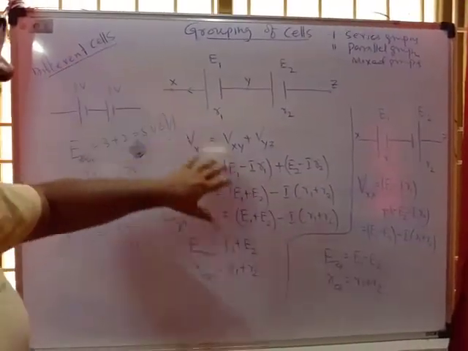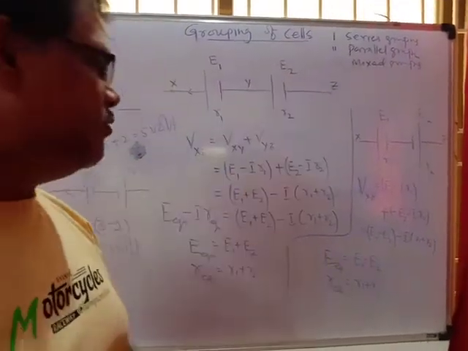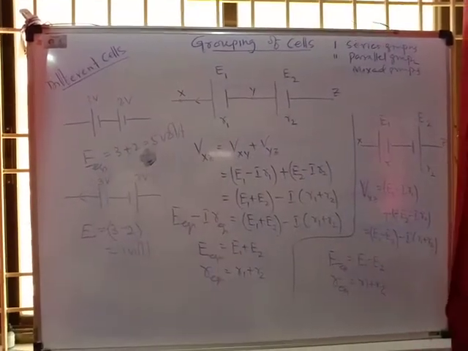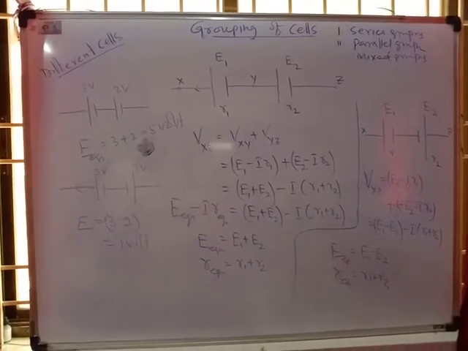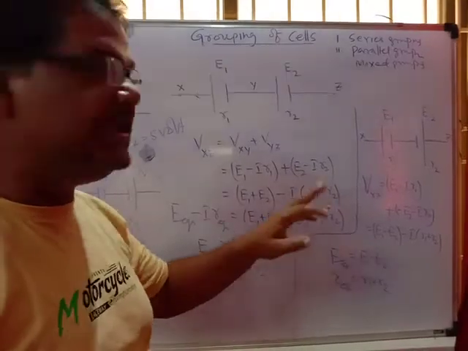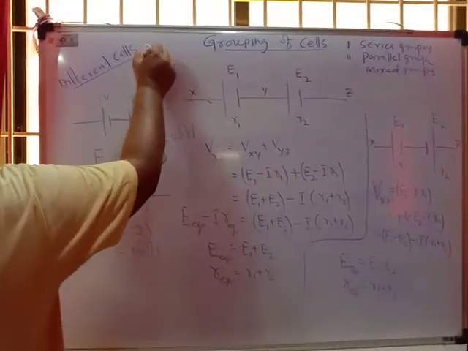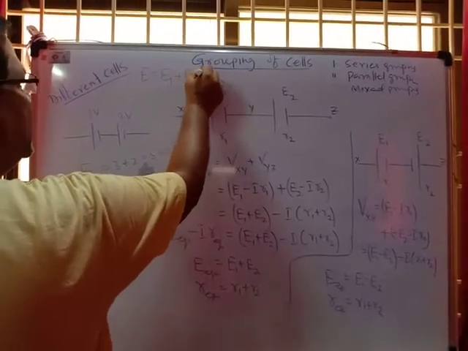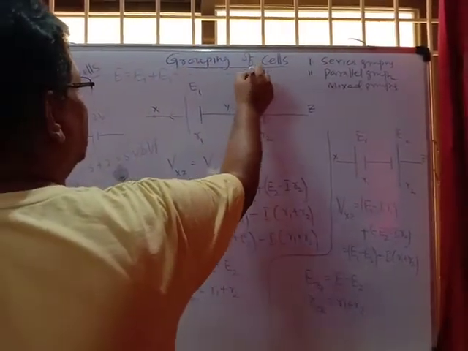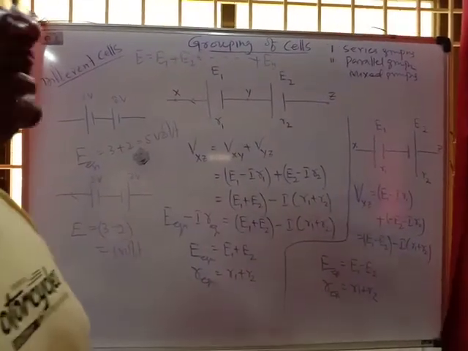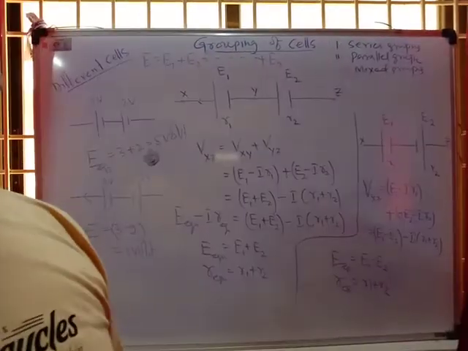How is the equivalent EMF obtained? We can get it from the series grouping. If n number of cells are grouped, then the net EMF will be E1 plus E2 plus E3 plus, dot dot dot, En. If n number is there, we get E equal to E1 plus E2 plus like that up to En. Simply, it will be connected in this manner. This is for the series grouping. Thank you.